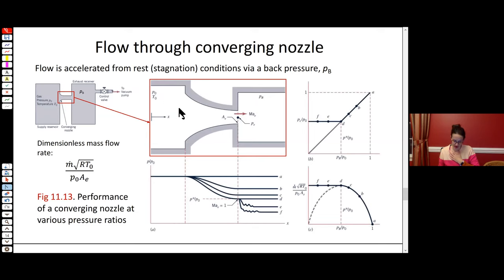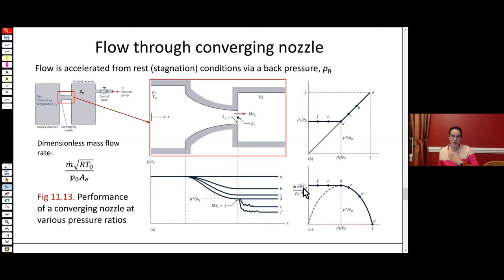So we've got some tank full of stagnant gas with stagnation pressure and temperature, and it then passes through a converging nozzle with an area AE at the exit plane, and the rate at which it flows is set by the back pressure PB, right? And at the exit plane, we've got an exit Mach number ME and an exit pressure, right? And we've got this dimensionless mass flow rate.